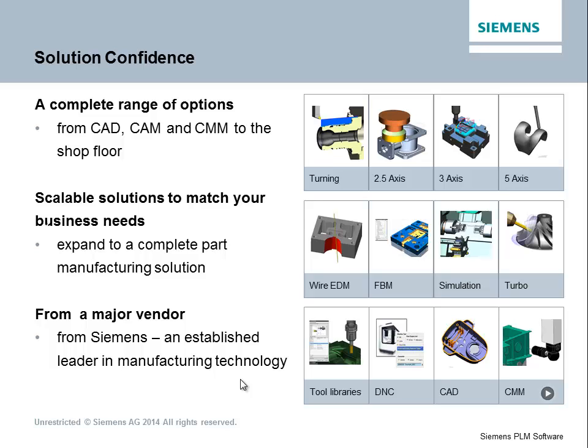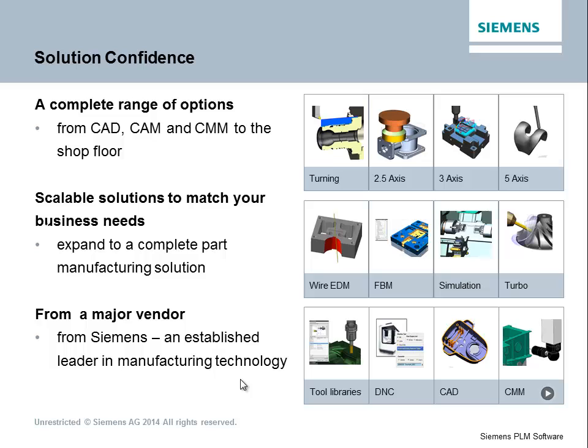There are three major components that contribute to the manufacturing reliability and the confidence that you get it right the first time. They are an integrated associative manufacturing environment that brings it all together, from CAD, CAM, CMM, all the way to the shop floor, and having scalable solutions to match your business needs at affordable costs. Let us show you how affordable an NX solution is.